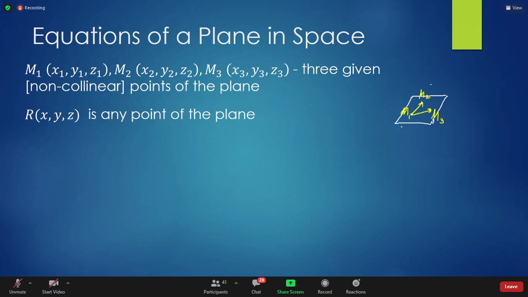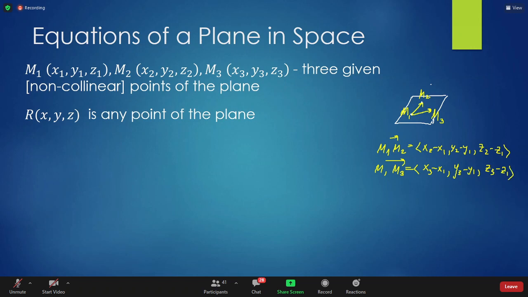So the vector M1M2 has coordinates evidently x2 minus x1, y2 minus y1, z2 minus z1. So far, so good. Similarly, the vector M1M3 also has coordinates x3 minus x1, so endpoint minus starting point coordinates, y3 minus y1, and z3 minus z1.